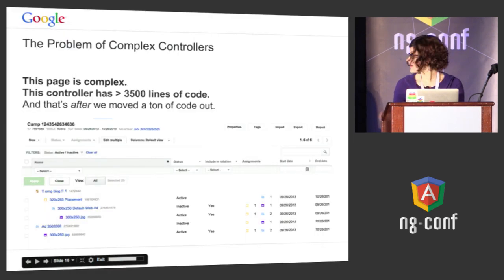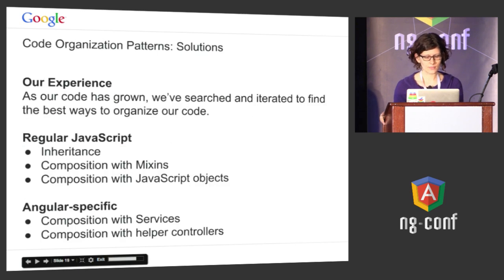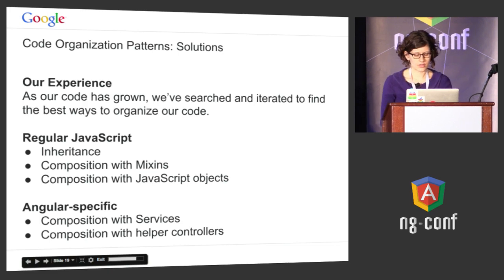So here is just one example of a complex controller in our app. It has over 3,500 lines of code, but that's after we've moved a bunch out. It probably would have had 7,000 lines if we didn't. So you can see why this can become necessary. As we've grown, we've tried different ways to organize our code, and we've come across five different methods. So with regular JavaScript, you can do inheritance, and composition with mixins and JavaScript objects. And then using Angular, you can do composition with services and helper controllers.